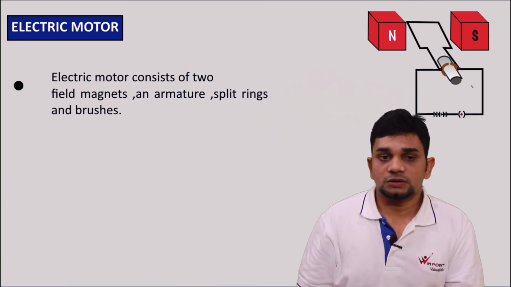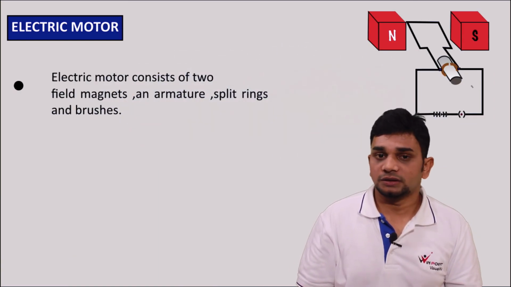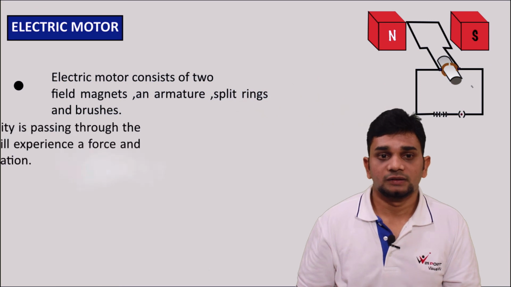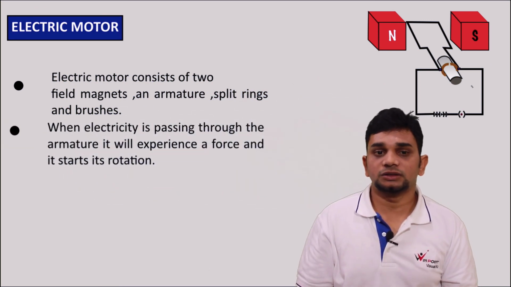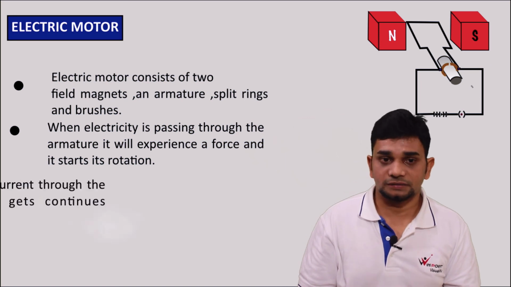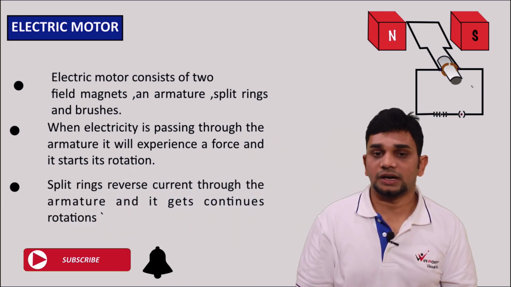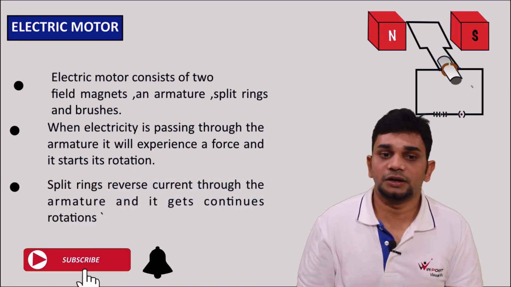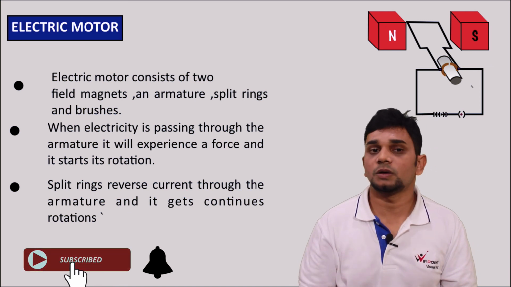Electric motor consists of two field magnets, an armature, split rings and brushes. When electricity is passing through the armature, it will experience a force and it starts its rotation. Split rings reverse the current through the armature and it gets continuous rotations. This is the working of electric motor.